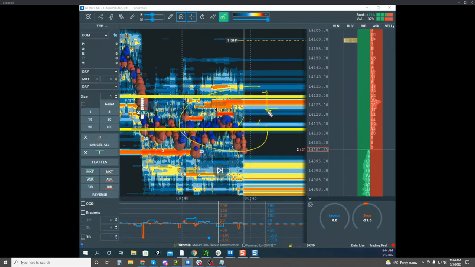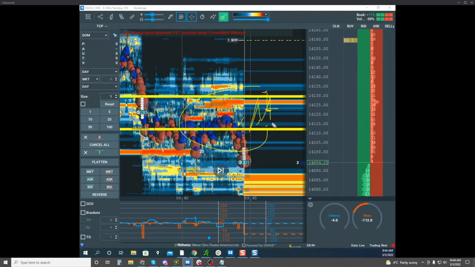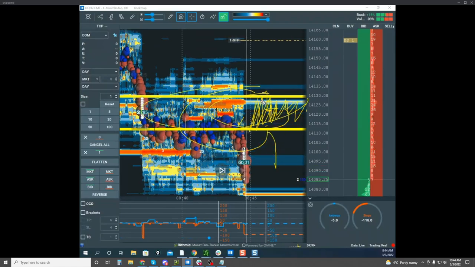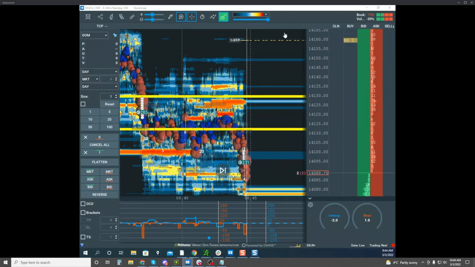I'm going to put my stop out. I don't want to risk 10 points here. Well, guess what? This area, it could do this for an hour. This means nothing. You put your stop below where the volume event occurred. Then that's when you know you're wrong.